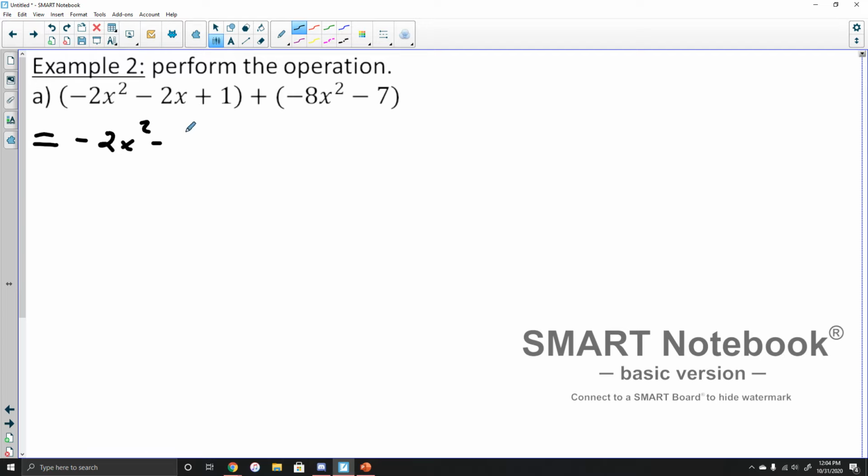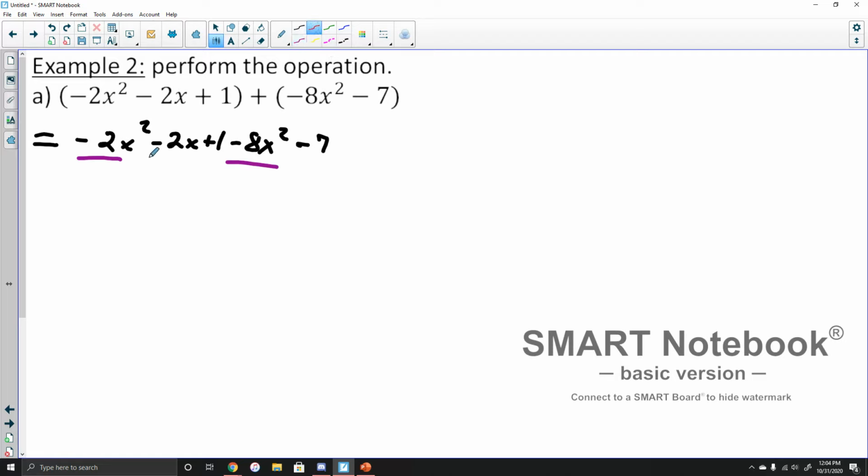2x squared minus 2x plus 1. And when I say plus this whole thing, well, we can just get rid of those parentheses. Plus a -8x squared really just means -8x squared. Plus a -7 really just means -7. Right? Now we can combine our like terms. I see a 2x squared. Oh, and here's another x squared term. And that's all of those.